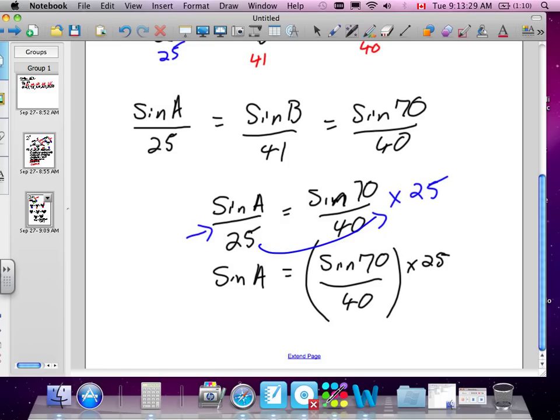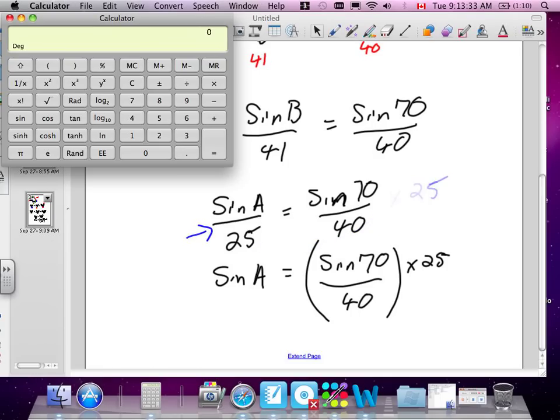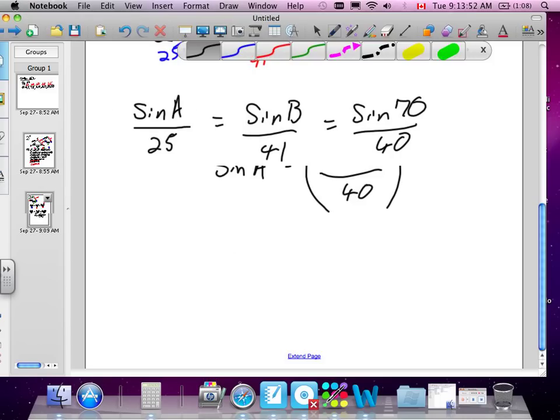Sine 70 divided by 40 is 0.023. And because of the way my calculator is set up, I can just quickly multiply by 25 to get our final sine A ratio, 0.587. Almost.